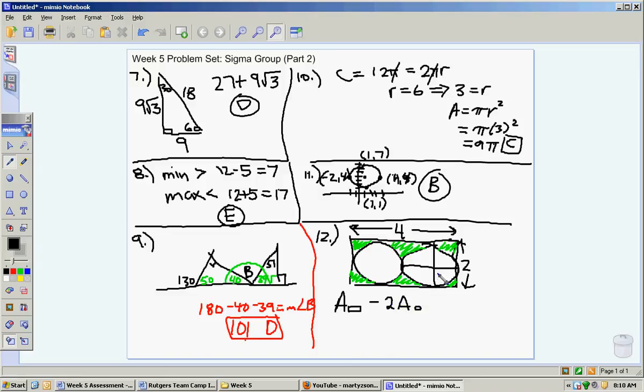And in case you forget, area of the circle is pi r squared with a radius of 1 since the diameter is 2. You gotta be careful on that. So it's 2 times pi r squared, 2 times pi times 1 squared. 1 squared is 1, so that doesn't change anything. It's just 8 minus 2 pi, which is answer D.